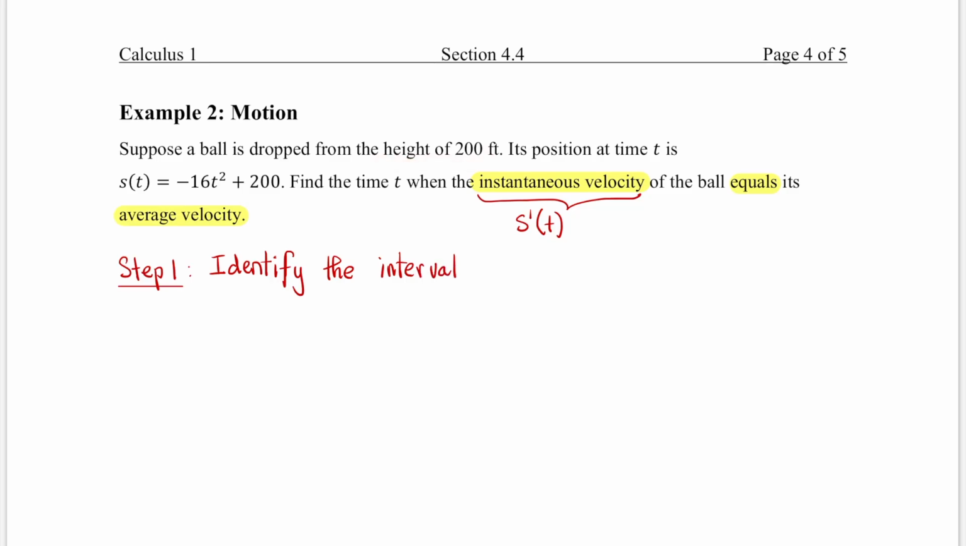The ball starts with the height of 200 feet. So the moment when you start dropping the ball, that is when t equals 0 and the height is 200 feet. So we need to find when the ball hits the ground. When the ball hits the ground means the height is 0. So we let s of t equal 0 and we solve for t.